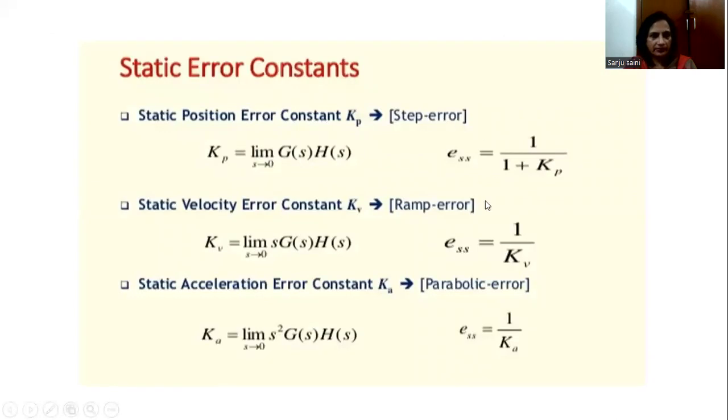So we just make a revision: Kp, the static position error constant, has its expression like this, and the steady state error is equal to 1 divided by 1 plus Kp. In terms of Kp, the steady state error is given as this. Then the velocity error constant is represented by this expression, and the steady state error in terms of the static velocity error constant is given by this expression. Then the acceleration error constant is given by this expression, and the steady state error in terms of the acceleration error constant is given by this expression.